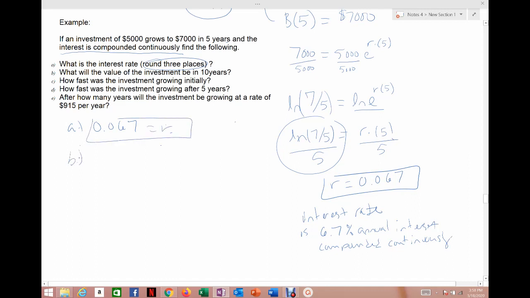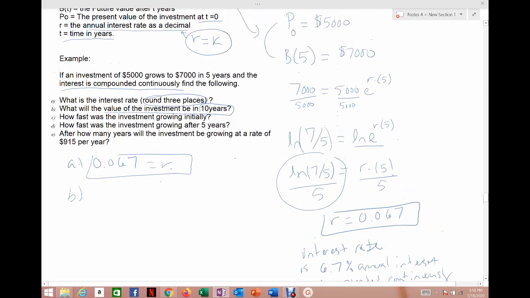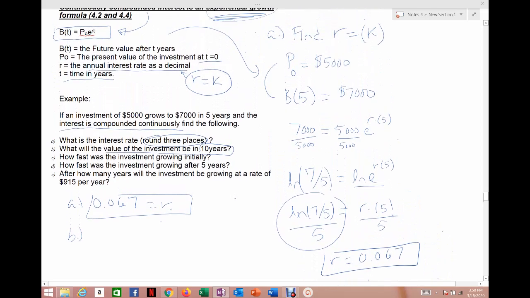So B, we're going to use our equation. What will the value of the investment be in 10 years? So we're looking for the future value. I'm going to write my equation and fill it in with all the parts that I have. I know my initial value, and now I know r. So my equation is the future value, V of t, equals my initial value, 5,000, e raised to my interest rate, 0.067, times any time t.